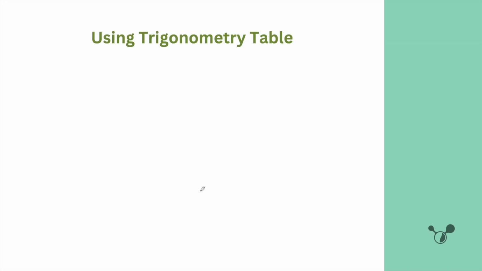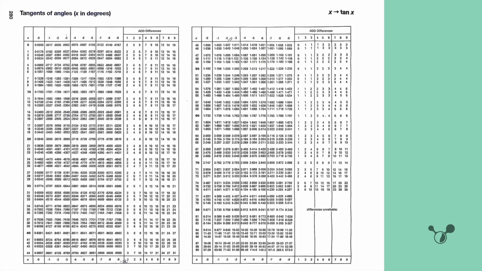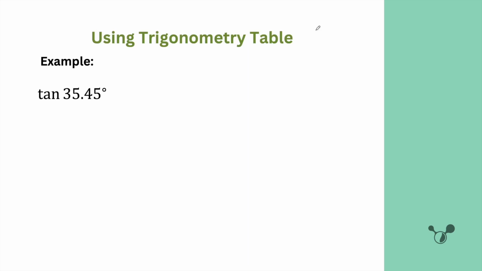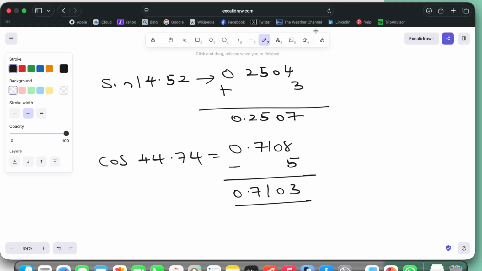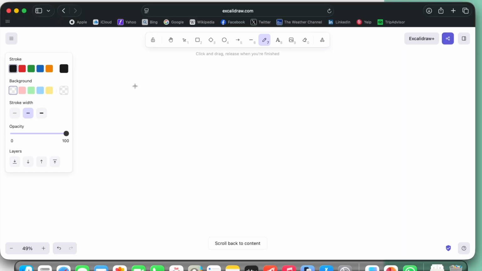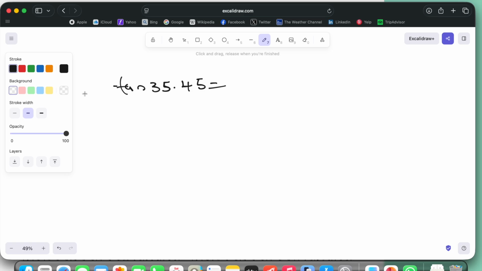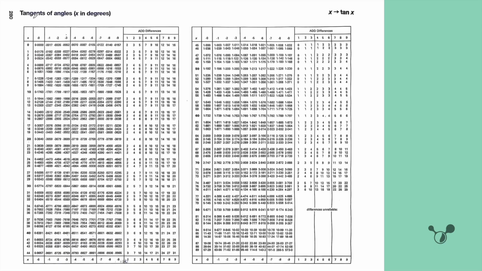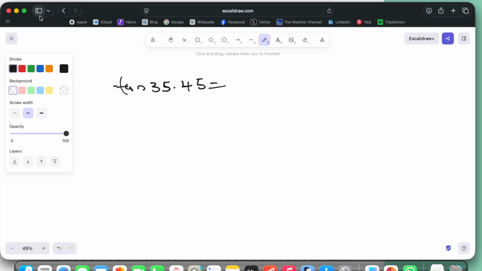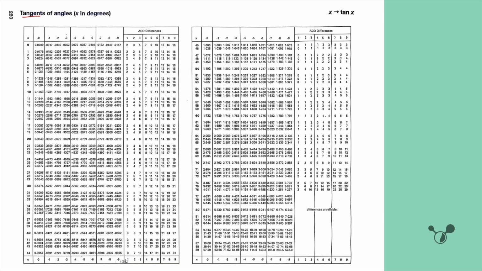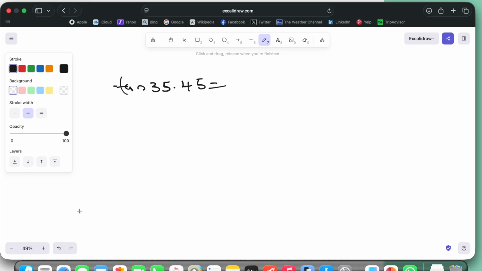For tan, same thing too, but here instead of subtracting, you add, just like you did for sine. So tan 35.45, as always, we do the first one together. So tan 35.45. Let's go back to the tan table. Tan 35. First thing, always be sure that you are dealing with the right table. Don't go and look at tan when you must look at cos. So tan 35.4, which is 0.7107.